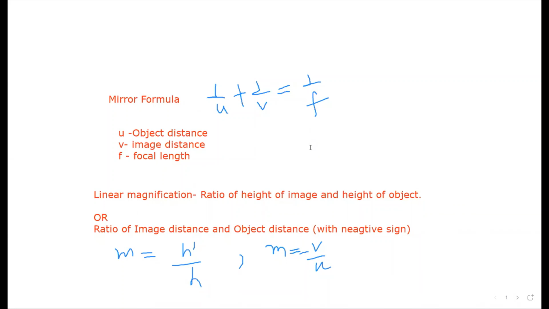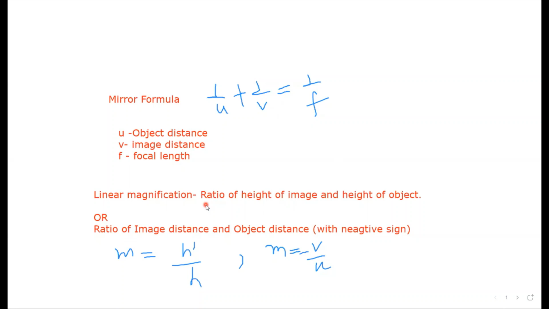So now you can see, friends, on the screen here, the mirror formula which you have to use in solving the numericals, that is 1 by u plus 1 by v equals 1 by f. And here u stands for object distance, v stands for image distance, and f stands for focal length.